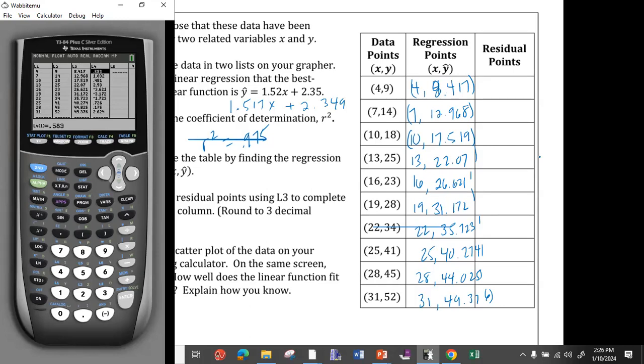All right. And those are all the values that we would write in. And now you have your residual points.